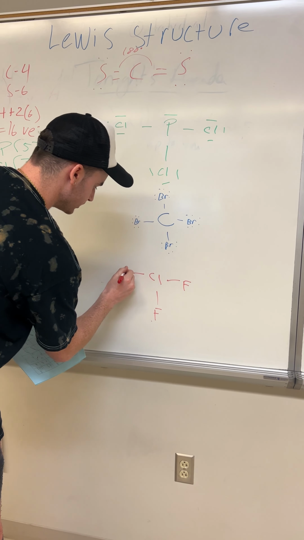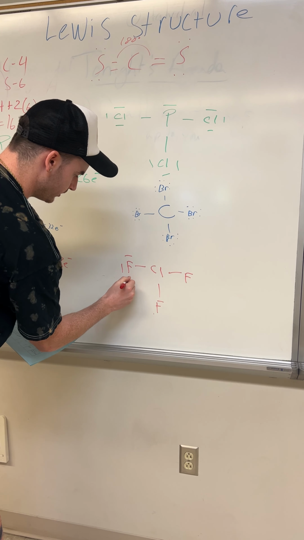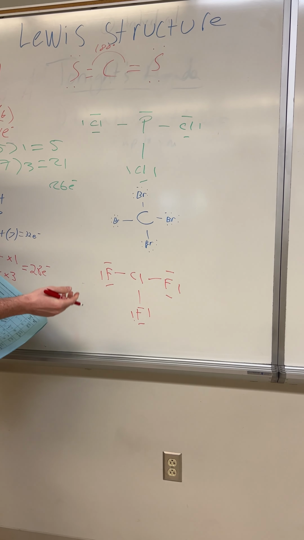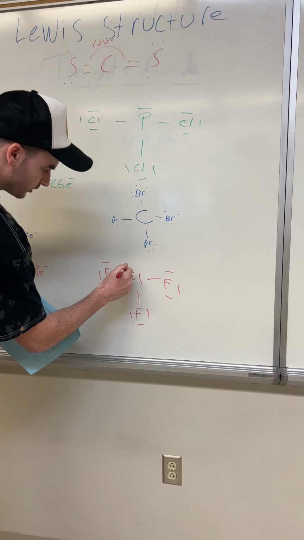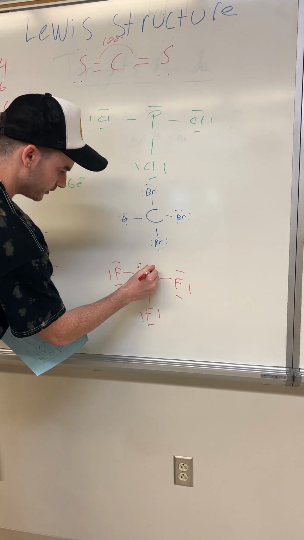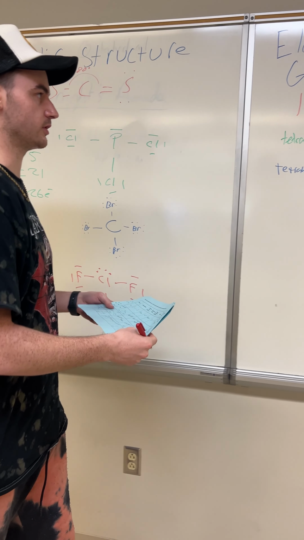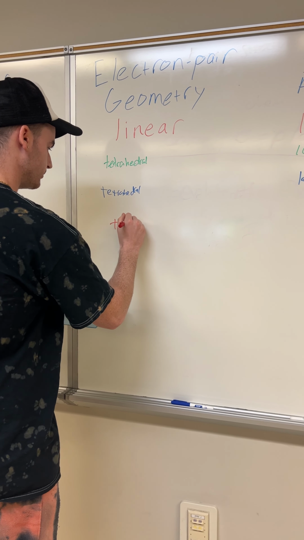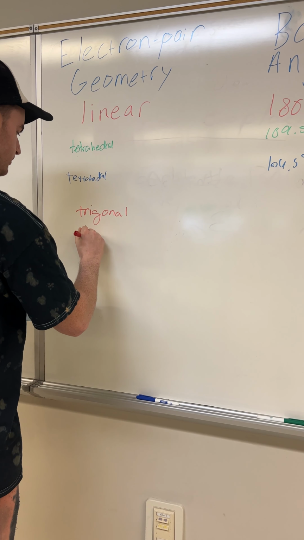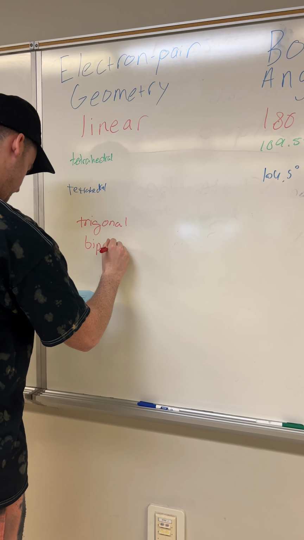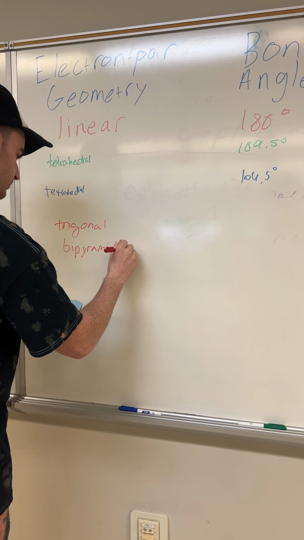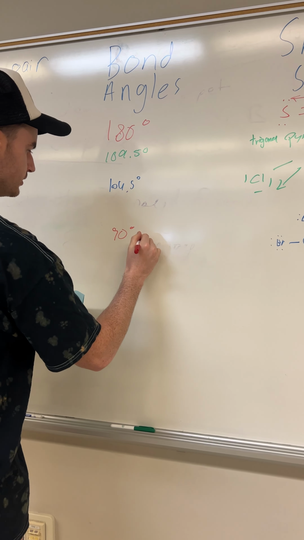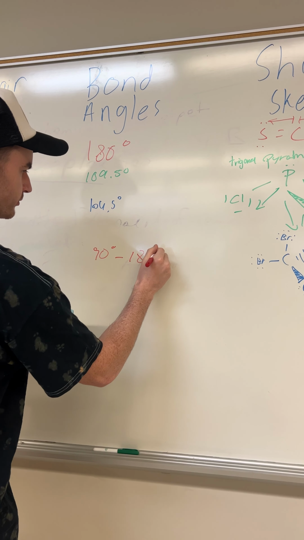And then we're going to try and set up the octets. So I'm going to put all the electrons around them. You'll notice that that's 24 valence electrons, so we have to put 2 more lone pairs at the top of chlorine, which is going to give us our electron pair geometry, which is trigonal bipyramidal. And that's going to give us bond angles of between 90 degrees and 180 degrees.